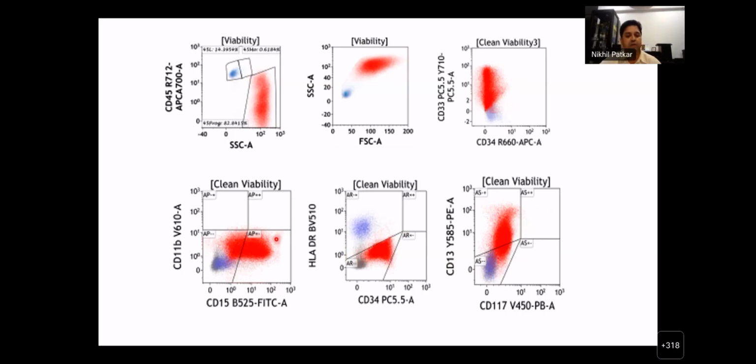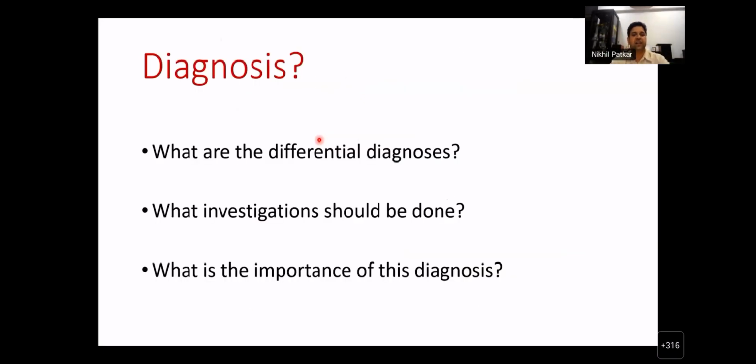Now, the thing to remember about abnormal promyelocytes is that normal promyelocytes have bright CD15, but abnormal ones are dim to negative for CD15. So this is how you must remember this, and they are negative for HLA-DR and CD34.